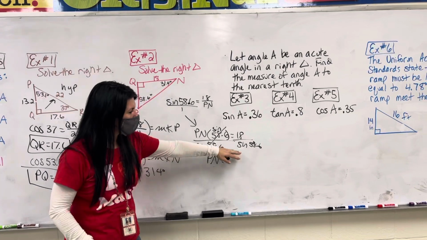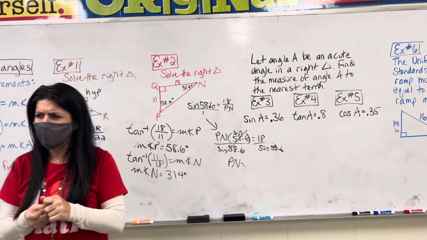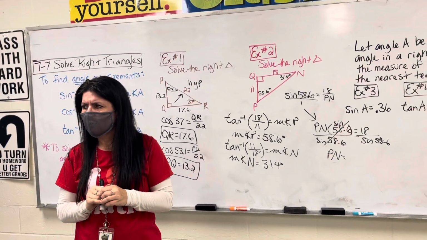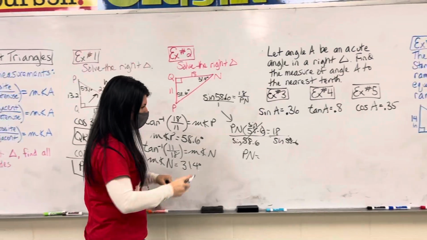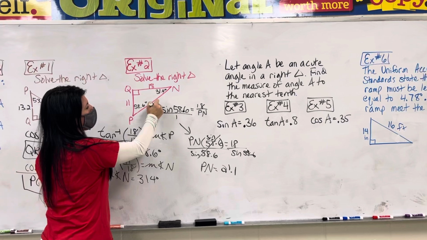So this is what goes in your calculator: 18 divided by sine of 58.6. I don't know why I keep leaving that off. Does anybody have that for me? 21.1. Thank you. So this side is 21.1.